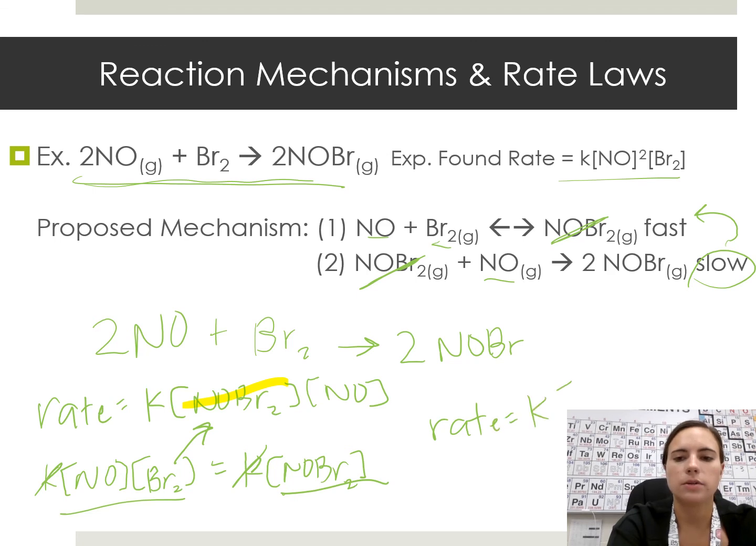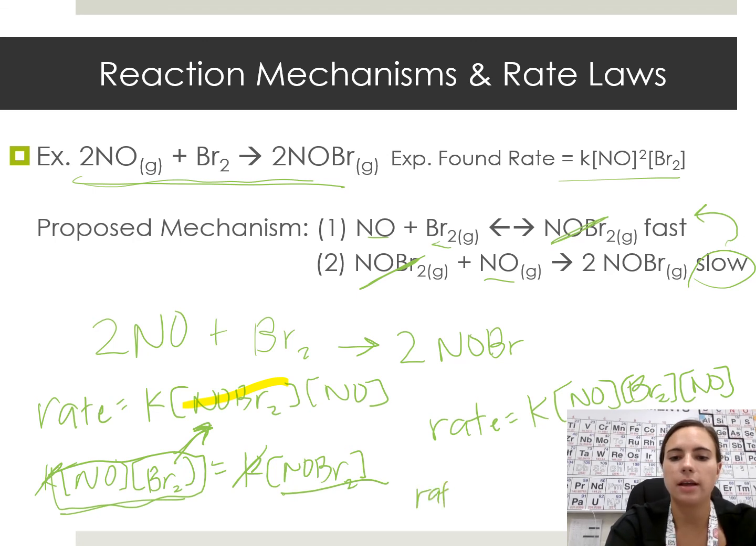So rate equals K times the concentration of NOBr2 and NO. So what I did is I plugged this in for NOBr2. And now I can simplify this, and I get rate equals K times NO squared, because there are two of them, times Br2.